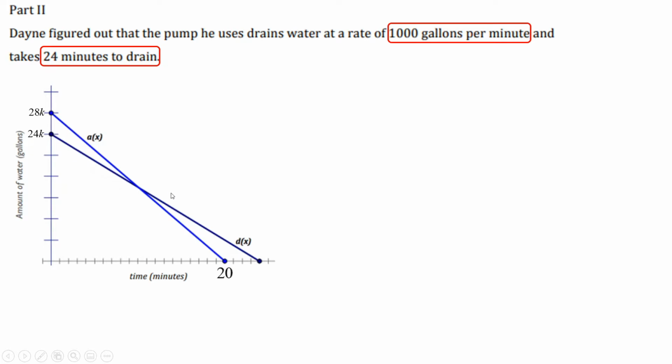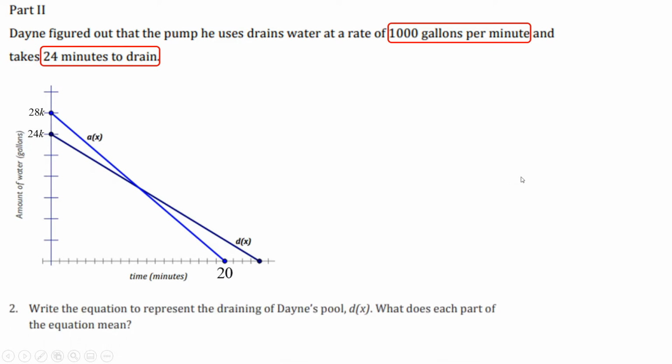Okay, let's just keep going here. Let me double check the hash marks now. Okay, so let's see if we go by 4,000, if this is going to work. 4,000, 8,000, 12,000, 16,000, 20,000, 24,000, and 28,000. There we go. So it looks to me like Dane's pool is holding 24,000 gallons of water, and Allie's pool holds 28,000 gallons of water. It looks like Dane's pool took 24 minutes to drain, and Allie's pool took 20 minutes to drain.